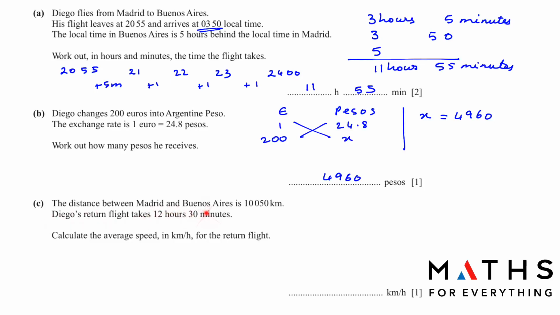The distance between Madrid and Buenos Aires is 10,050 kilometers. Diego's return flight takes 12 hours 30 minutes. Calculate the average speed in kilometers per hour for the return flight.